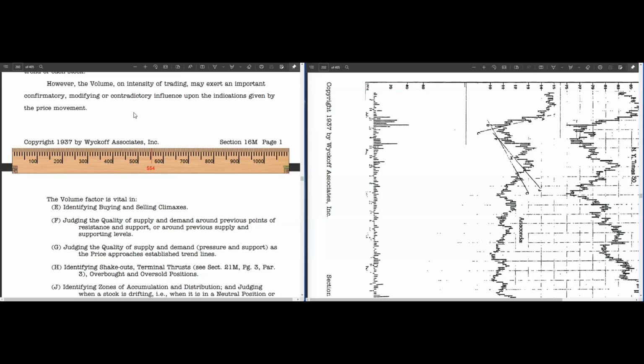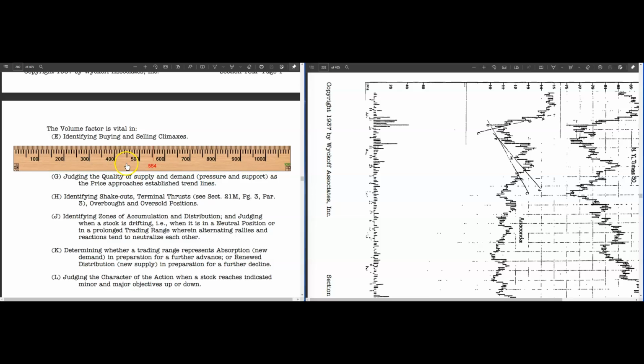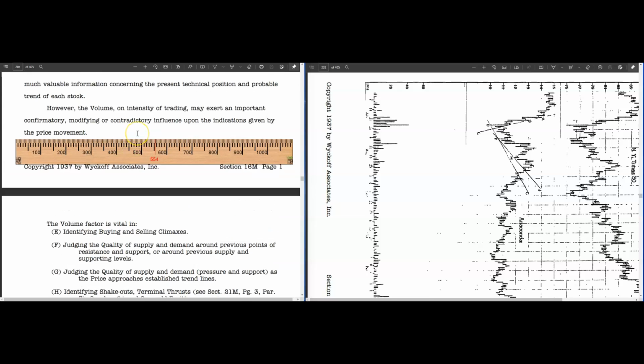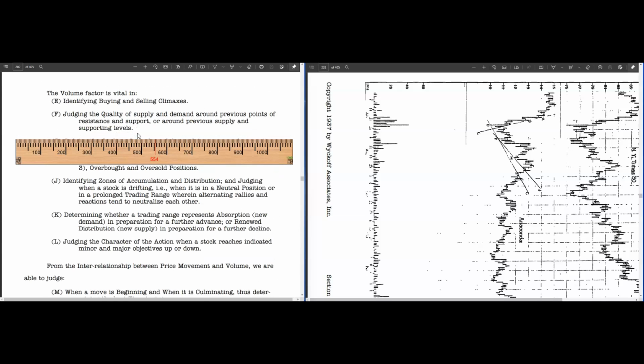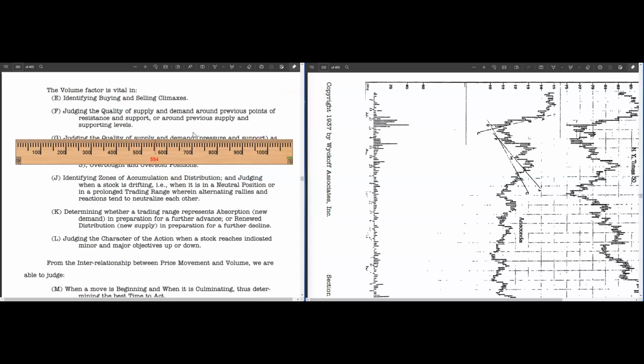All right. So what are the things that you look for when it comes to volume? One, identifying climaxes. Then the quality of supply and demand around points of support and resistance. All right. The quality of supply and demand around previous points of support and resistance. So, I mean, that'll tell you a lot of things, especially if it's low volume, when it goes to a price support or resistance level, right? Chances are it's not going to break through, right? Because it could be a test, for example.